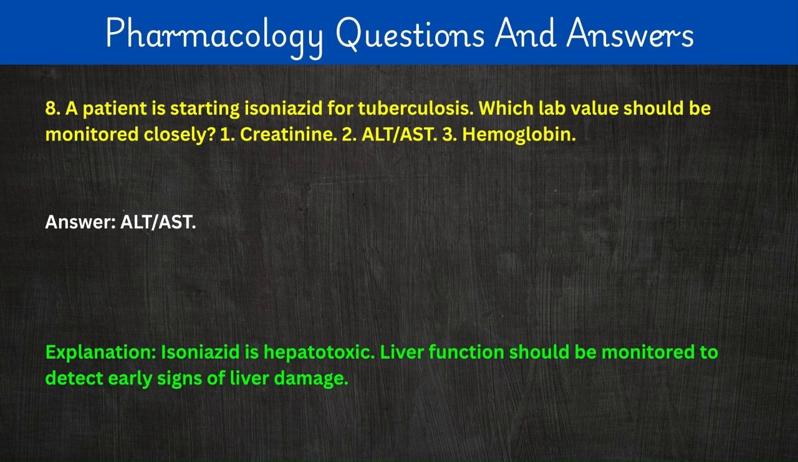8. A patient is starting isoniazid for tuberculosis. Which lab value should be monitored closely? 1. Creatinine. 2. ALT/AST. 3. Hemoglobin. Answer. ALT/AST. Explanation. Isoniazid is hepatotoxic. Liver function should be monitored to detect early signs of liver damage.